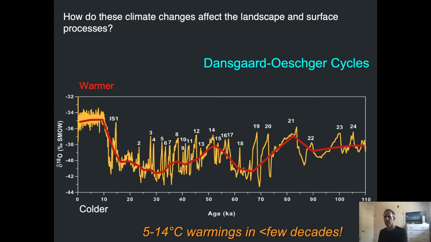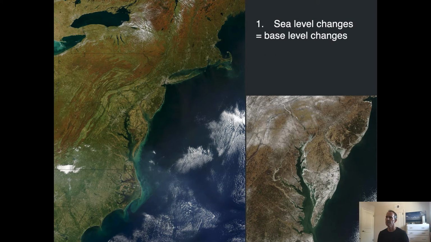So there's several different ways that climate will affect the geomorphology. The first is, as climate changes, sea level changes. So a rise in sea level creates a rise in base level for any streams that are draining into the ocean. So this can change the dynamics of the fluvial system. So we're looking at the east coast here, where you can see a little bit more dramatic effects because it's a passive margin. You don't have high topography along the coast like we do on the west coast.